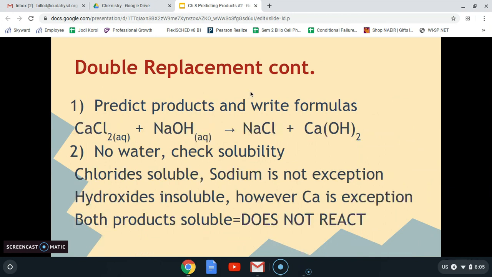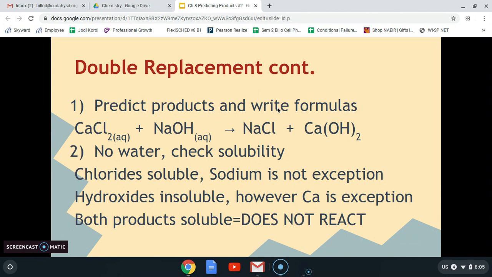Here's the second reaction. Calcium chloride and sodium hydroxide. Now, the first thing I'm going to do is swap the sodium plus 1 with the calcium plus 2 and write the formulas of those compounds correctly. Remember, hydroxide is polyatomic, so don't forget your parentheses. There's no water, so I've got to check the solubility. All chlorides are soluble, and sodium is not one of the exceptions.